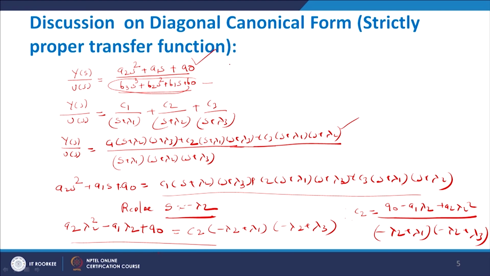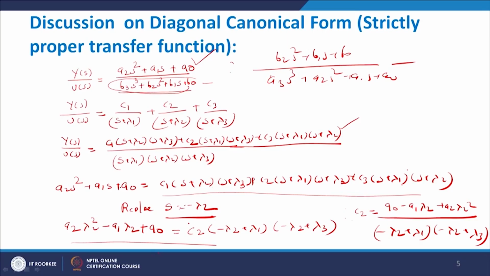Sometimes if you take this equation as B2 s square plus B1 s plus B naught over A3 s cube plus A2 s square plus A1 s plus A naught, in that case the coefficients A0, A1, A2 will be replaced by B0, B1 and B2. So, now we have got C2. Similarly, we can also get the values of C3 and C1.